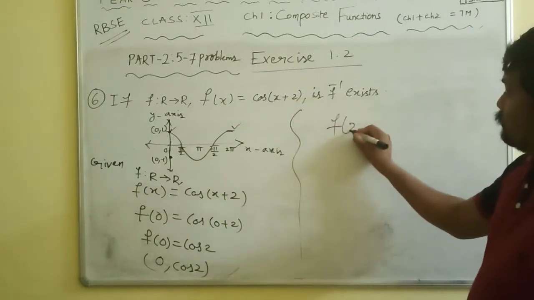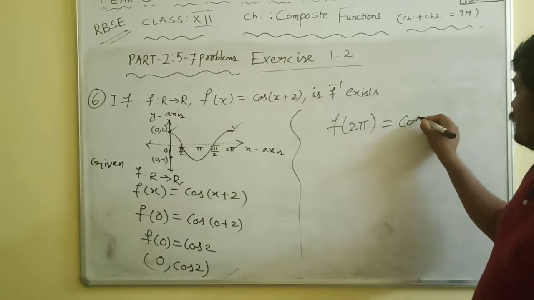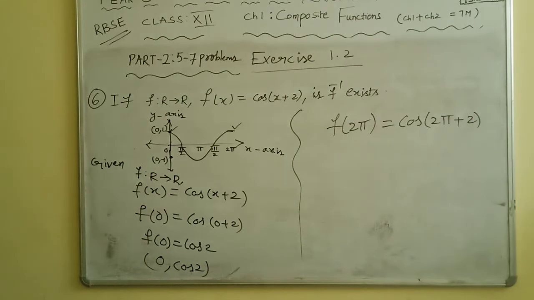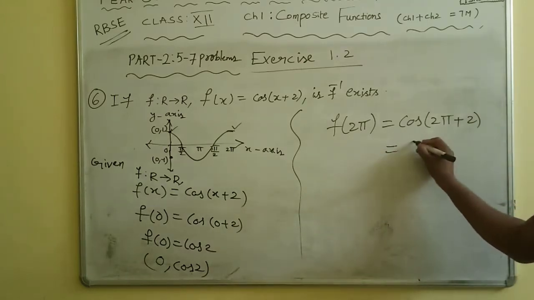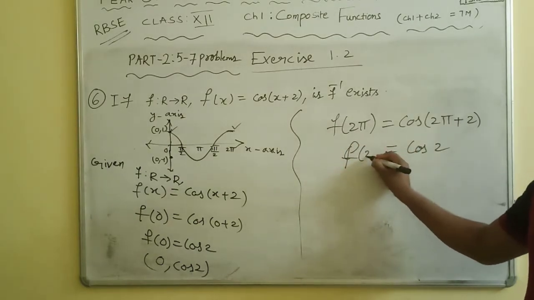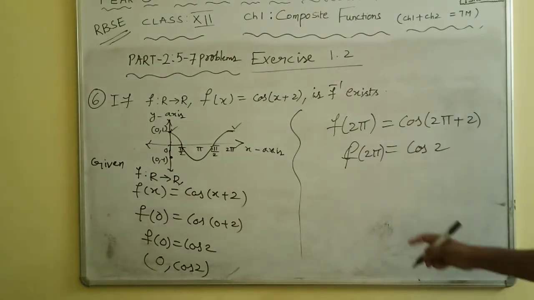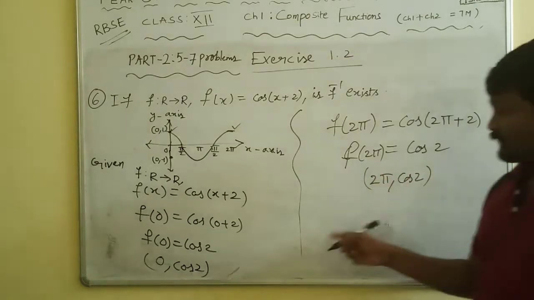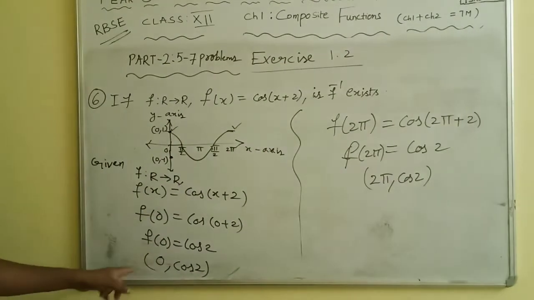Okay, let's move on to the second, that is 2 pi. So f of 2 pi is equal to cos of 2 pi plus 2. What is cos of 2 pi plus theta? Cos of 2 pi plus theta is nothing but cos theta. So directly we can write this as cos 2. So f of 2 pi is equal to cos 2, and the point is 2 pi comma cos 2. So when 0 is substituted you got cos 2, and when 2 pi is substituted, again you got cos 2.